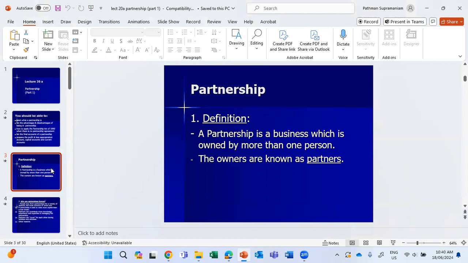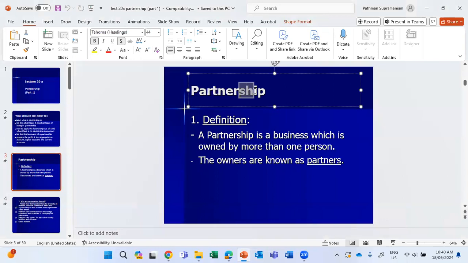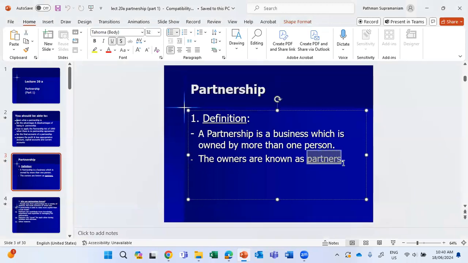Okay, so in partnership, there are a few terms and definitions that you need to take care of. This time, the owners of a business are referred to as partners. When I use the word partnership, with the extra "ship", that means I'm referring to the business. Partner refers to the person, the owners of the business.